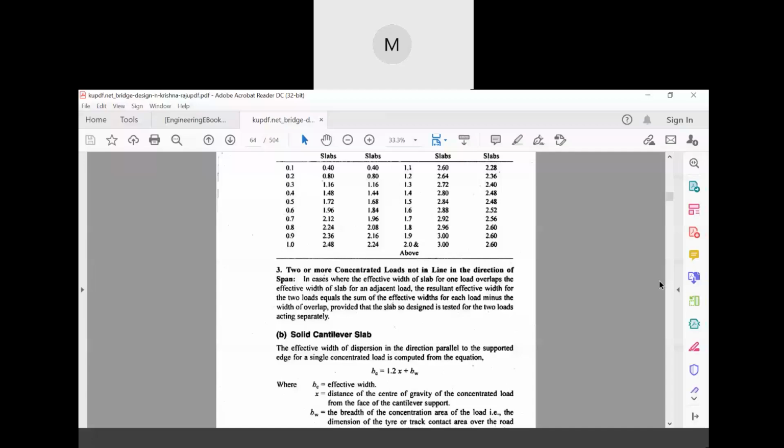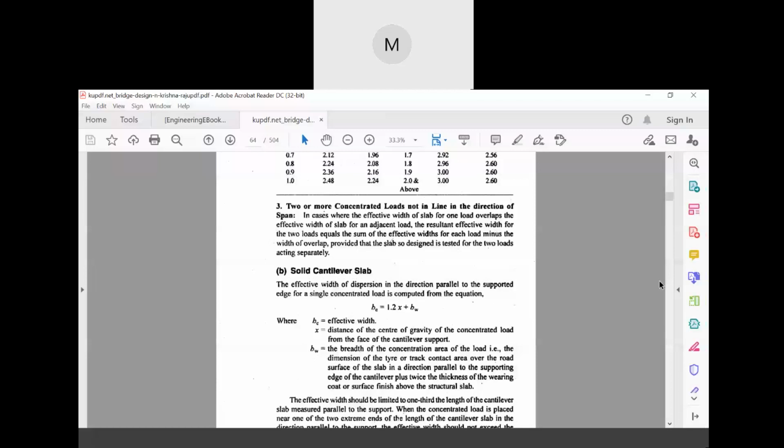Now, coming to the next one. This is another case, two or more concentrated loads that are not in line in the direction of the span. Okay. Now we'll go to the next one. This is called solid cantilever slab.